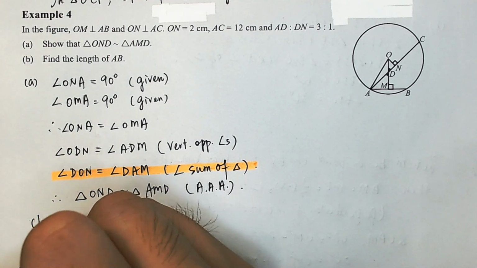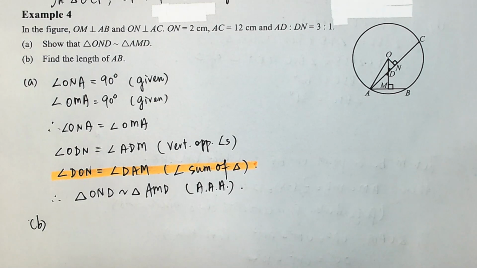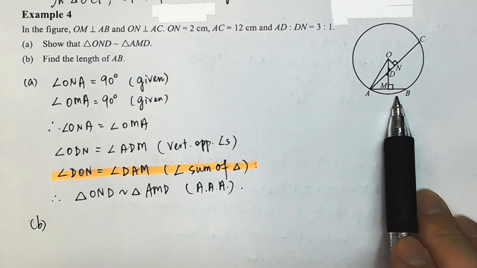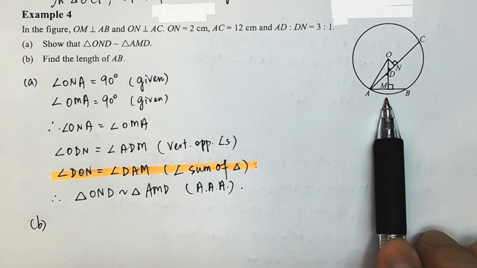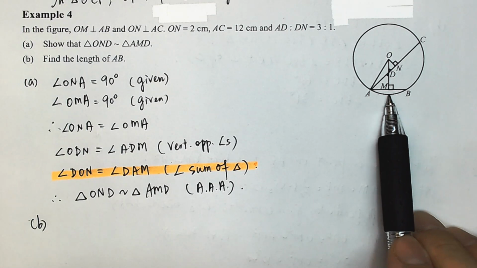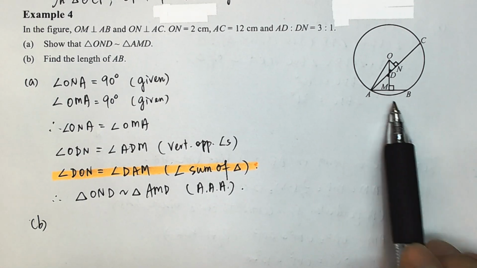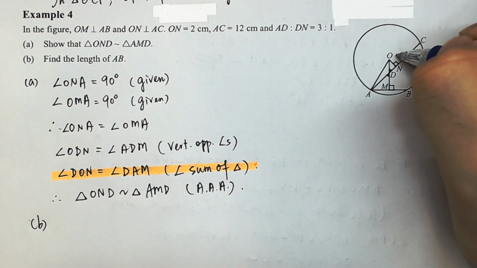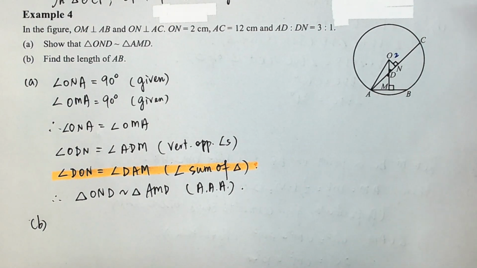Now part B, you need to take care of the length. You need to find the length of AB. And you know that if you want to find the length of AB, you just need to find the length of AM, because M would be the midpoint of AB. And we'll need to see what we have here. We have ON being 2. We have AC 12, that is AN and NC are 6.